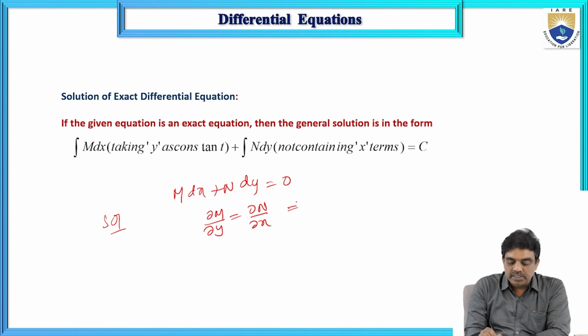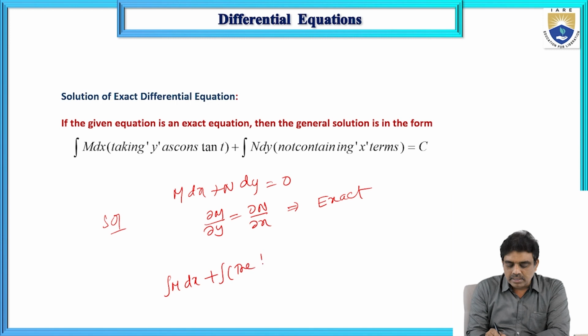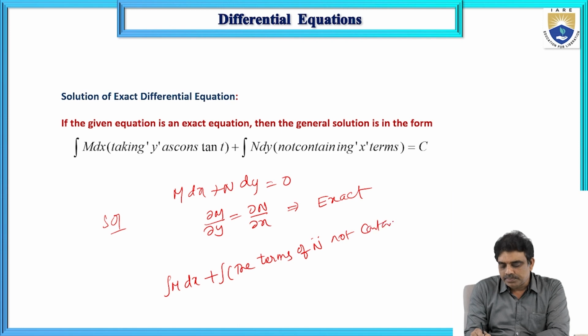If ∂M/∂y is equal to ∂N/∂x, the equation is said to be an exact equation. If it is exact, then you can write the solution easily: integral M dx plus integral of the terms of N not containing x terms, into dy, is equal to c.